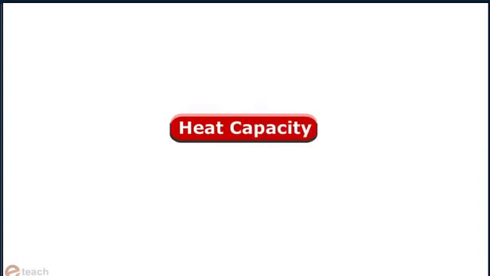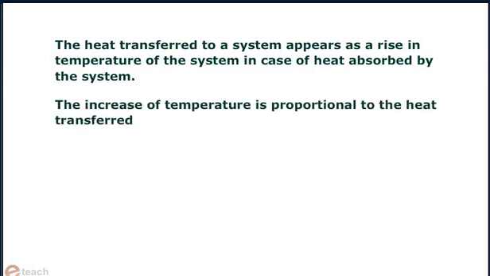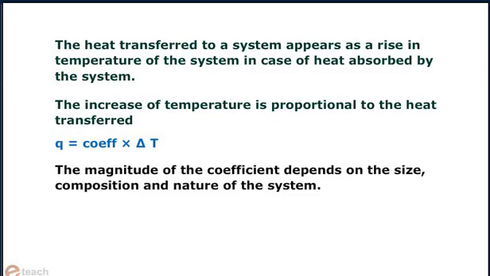About heat capacity. The heat transferred to a system appears as a rise in temperature of the system in case of heat absorbed by the system. The increase of temperature is proportional to the heat transferred. Q equals coefficient multiplied by delta T. The magnitude of the coefficient depends on the size, composition and nature of the system.